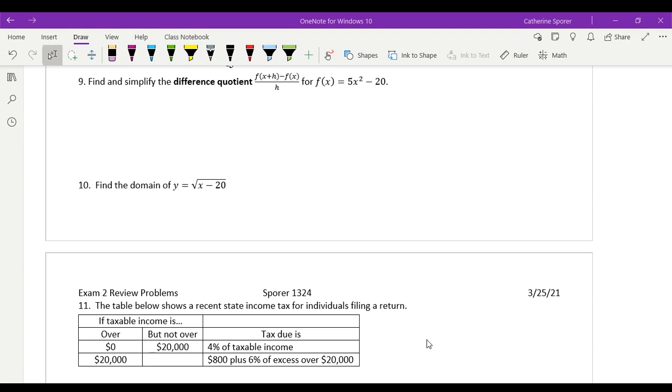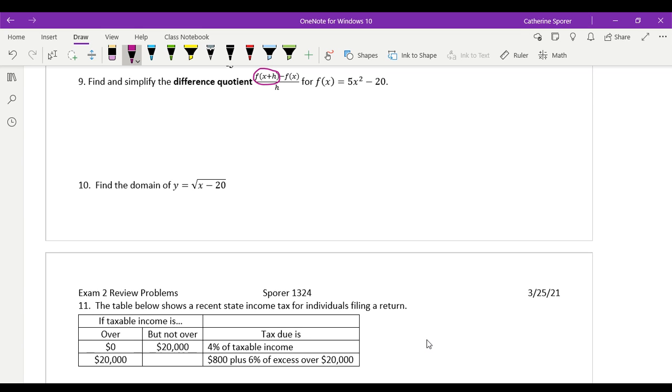Problem 9, the difference quotient is given by the formula f of x plus h minus f of x all over h. So if we want to define that difference quotient for f of x equals 5x squared minus 20, we're going to start by finding this f of x plus h part.